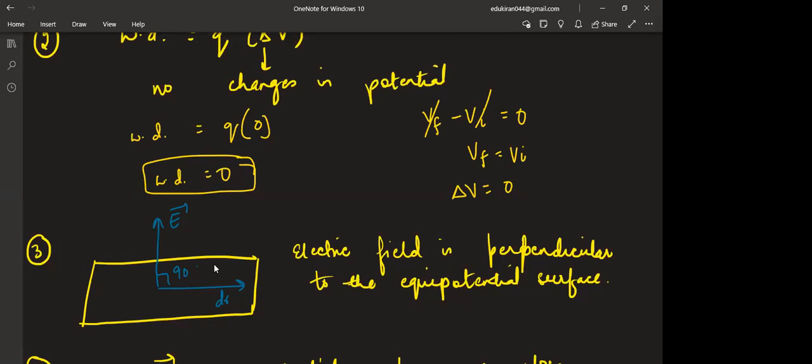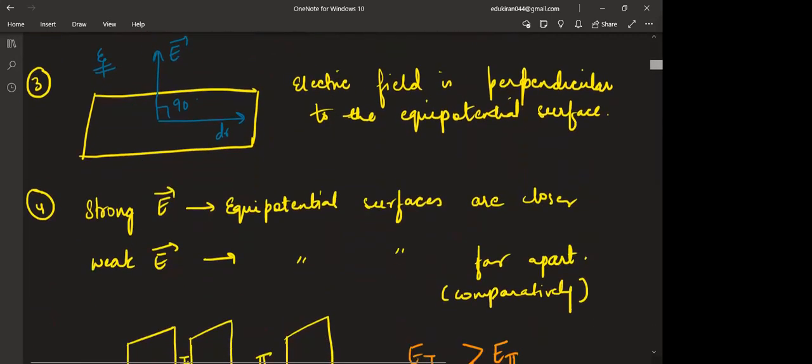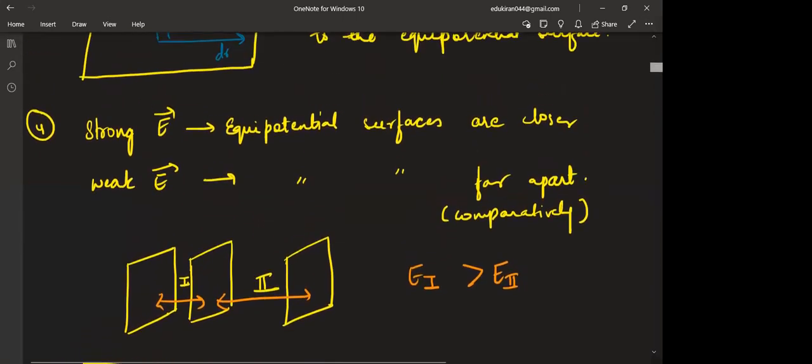All right. And whenever you are mentioning the properties, always try to make this figure and then explain that the electric field is perpendicular to the equipotential surface. The last property says that wherever you see equipotential surfaces placed closer to each other, that indicates a stronger electric field is present. And wherever you see they are separated, far apart from each other, that indicates a comparatively weak electric field is present, right?